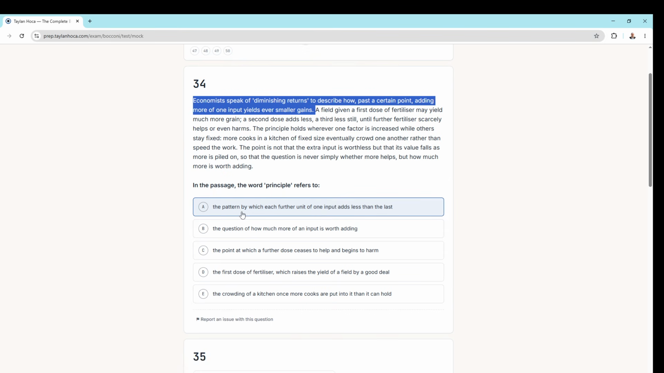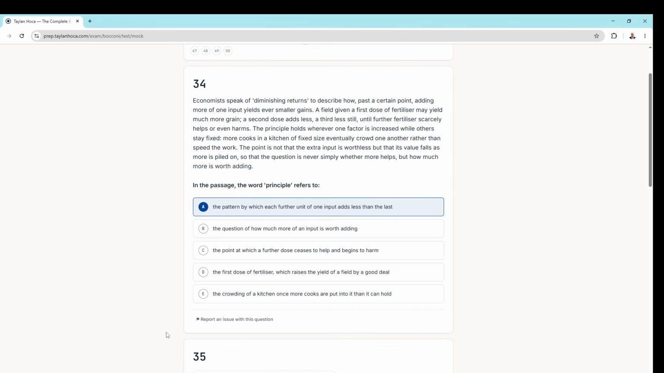The pattern by which each further unit of one input adds less than the last. Maybe. The question of how much more an input is worth, no. The point at which a further dose ceases to help, and be, no. They don't say harm. Smaller gains, still gains, but no harm. The first dose of fertilizer, no. It was an example. The crowding of a kitchen once more, no, it was an example. So this is the correct answer.